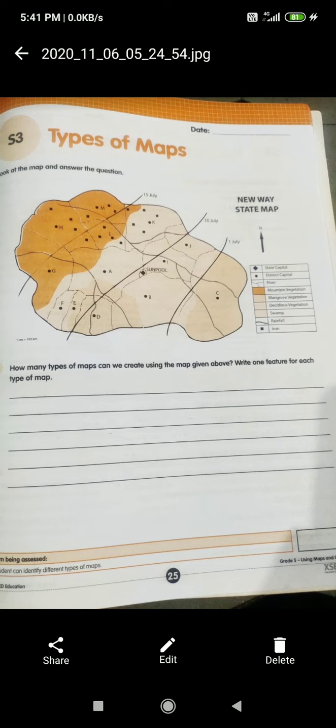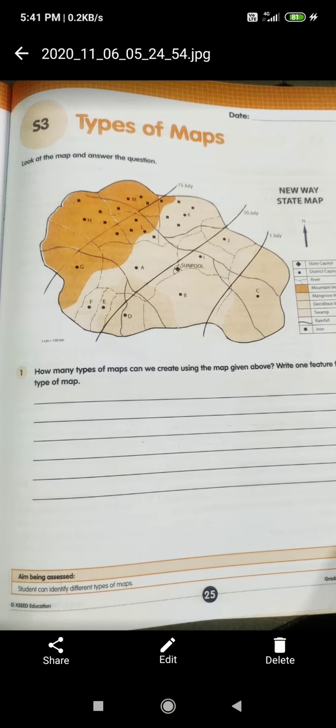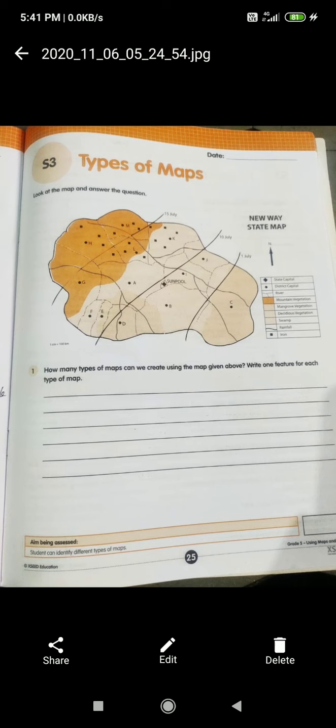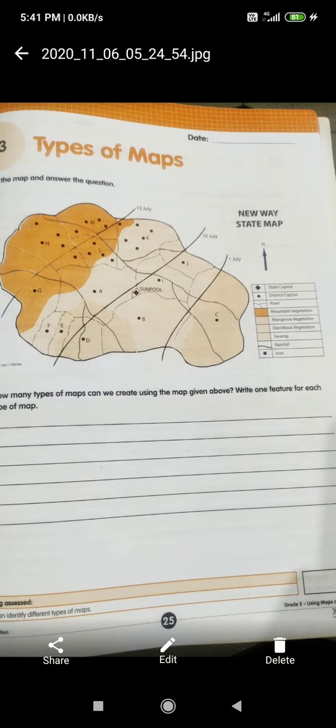Now how many maps can you find in this? That is your question. See here, how many types of maps can we create using the map given above? So now what you have to do, you have to write the map name. Example, political map. Now you have to write the features which are included in the political map. Here is an example I will give: political map, state capital, district capital.